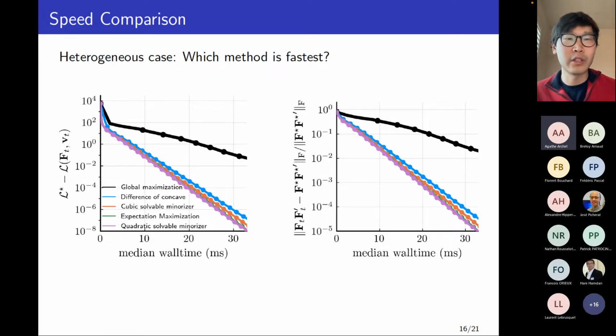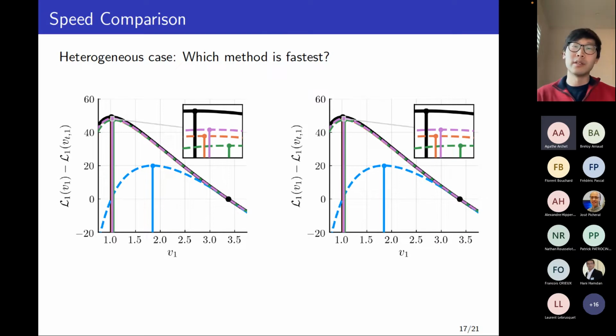But let me quickly show here the corresponding minorizers. This is quite interesting. Here again in black is the actual objective function. And I apologize, there's a typo in my slide, so I'm missing the one for V2. But it's essentially a similar story. So let's focus here just on V1.